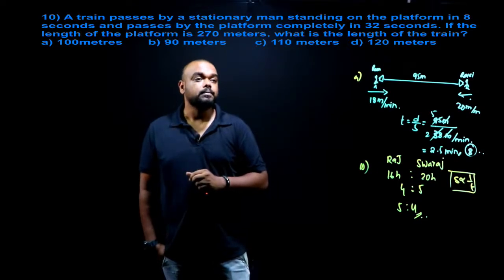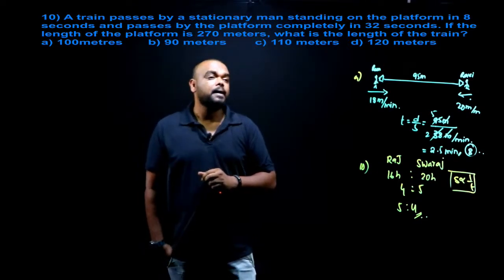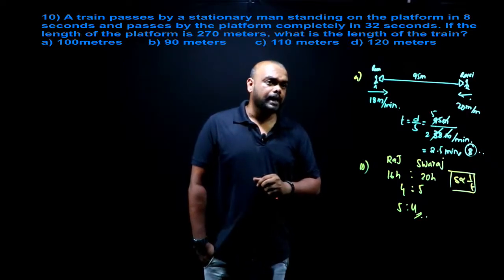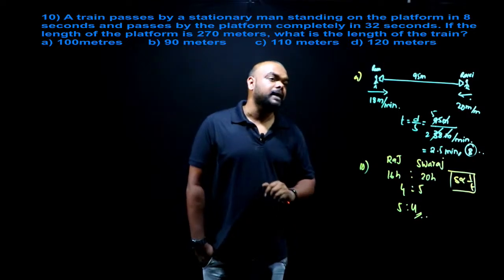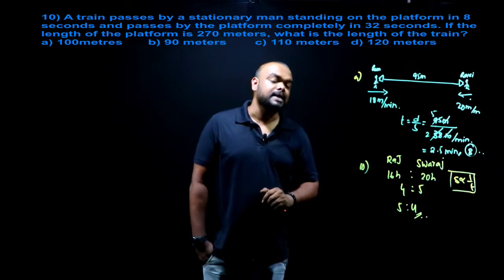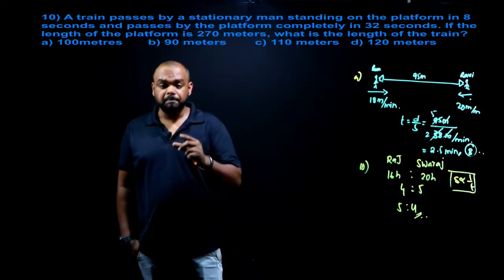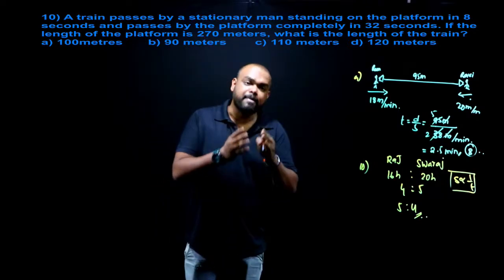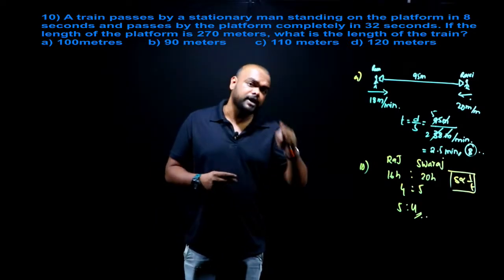A train passes by a stationary man standing on the platform in 8 seconds and passes by the platform completely in 32 seconds. If the length of the platform is 270 meters, what is the length of the train? Acha. See here, this is a 2-scenario question. In one scenario, the train is crossing the man. In another scenario, the train is crossing the platform.